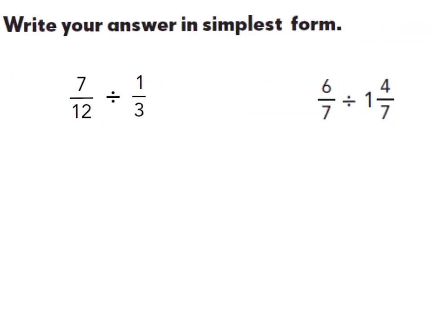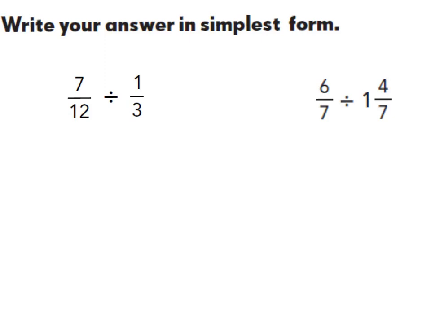If I look at the next one, 7/12 divided by 1/3, I'm going to make that 7/12 multiplied by its reciprocal, 3 over 1. I'll look for anything diagonally that can make it simpler for me. Divide both of these. 3 and 12 can both be divided by 3. It leaves me with 1 and 4. When I multiply it, I get 7 over 4.